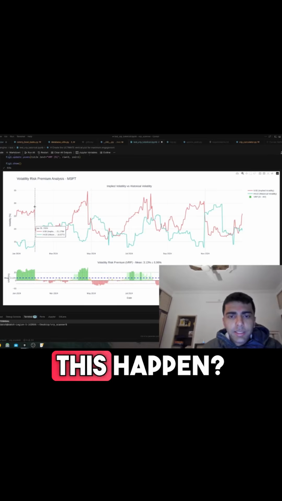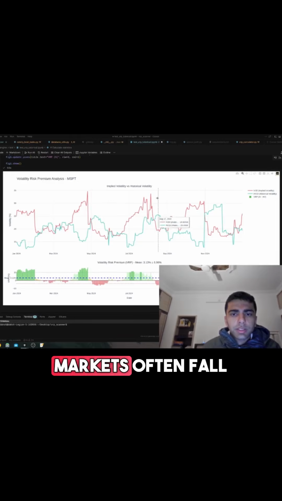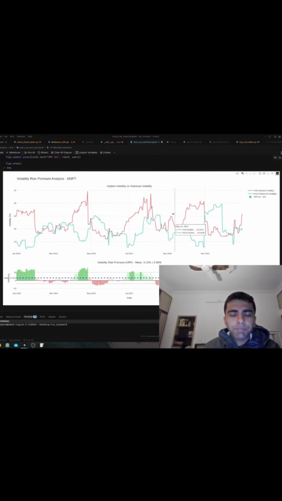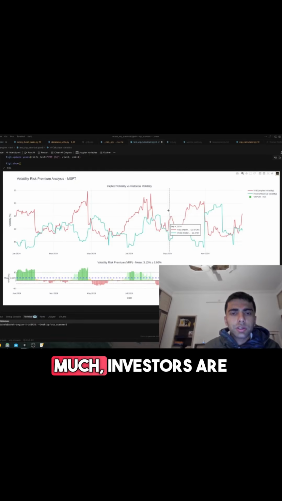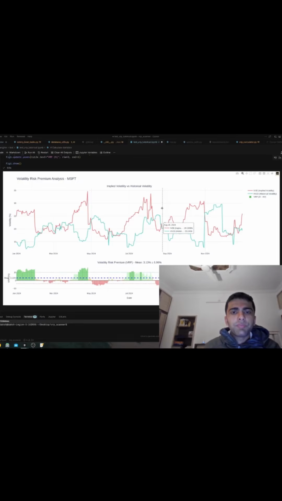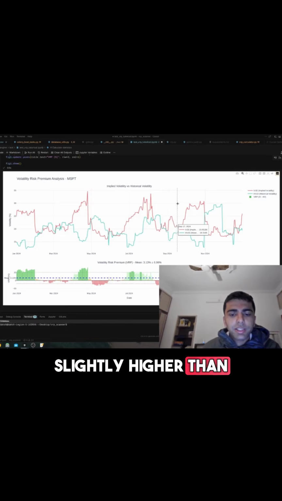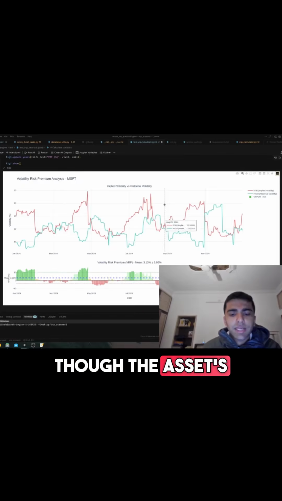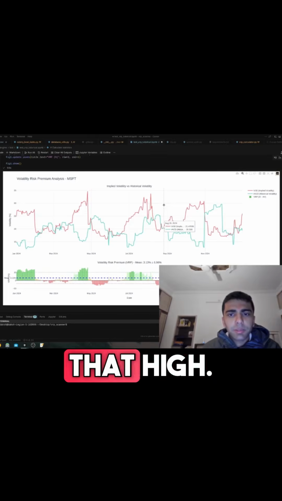Now, why does this happen? This happens because markets often fall faster than they rise. Stocks can drop 10% in a day but rarely gain that much. So, investors are constantly afraid of sudden crashes and they buy options to protect their positions. This demand for options pushes the options prices slightly higher than usual, which increases implied volatility even though the asset's actual volatility might not be that high.